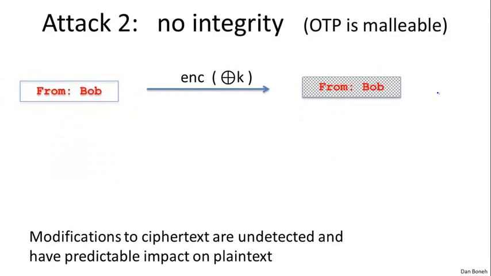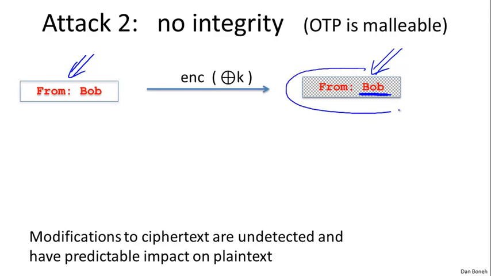So to see where this can be dangerous, let's look at a particular example. Suppose the user sends an email that starts with the words "from Bob." And the attacker gets to intercept the corresponding ciphertext. He doesn't know what the plaintext is, but let's pretend that he actually knows that this message is from Bob. What he wants to do is modify the ciphertext so that the plaintext would now look like it came from somebody else. Say he wants to make it look like this message actually came from Eve.